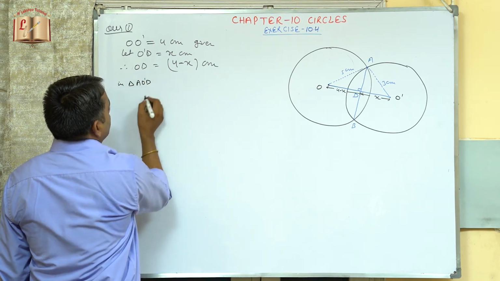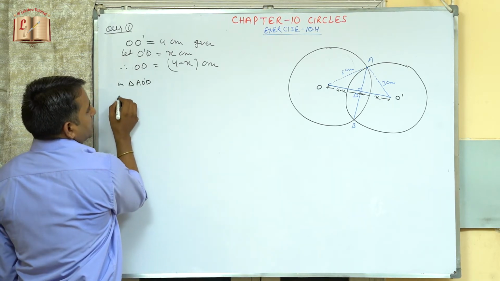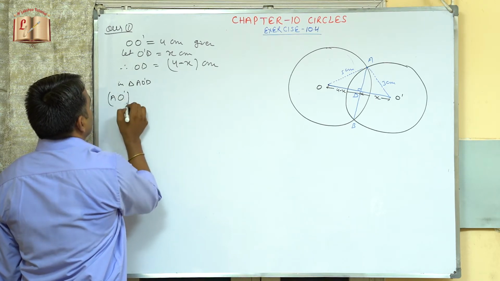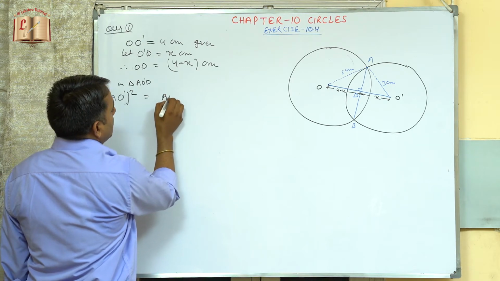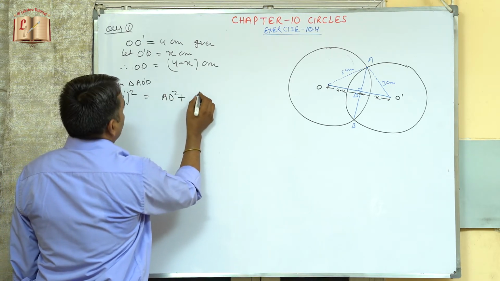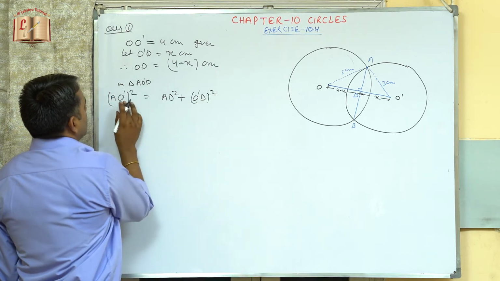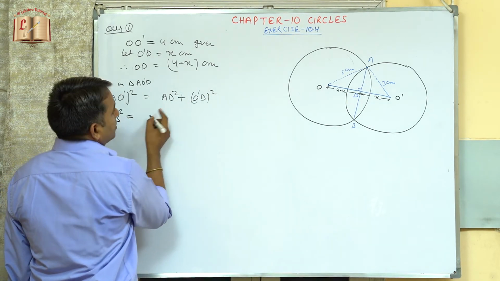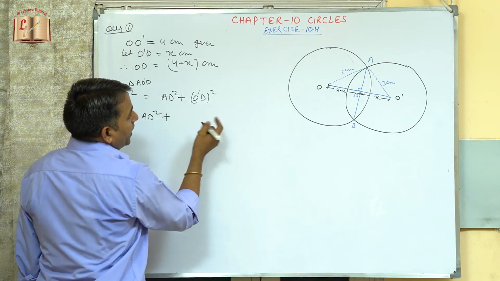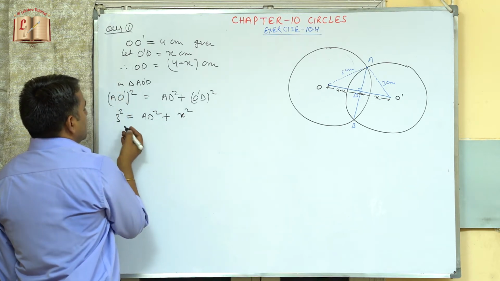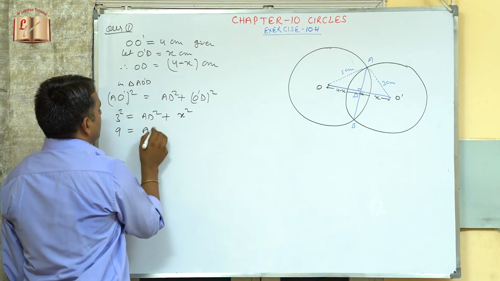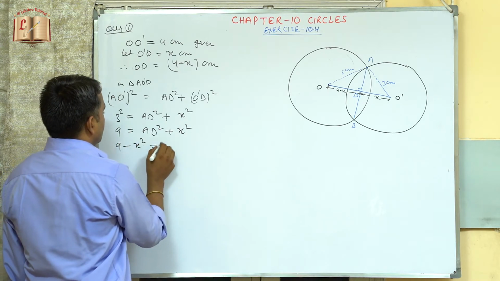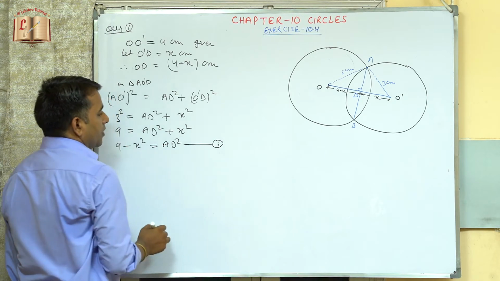AO'D, using the Pythagoras theorem, AO' square will be equal to AD square plus O'D whole square. So AO' is 3, so 3 square is equal to AD square plus O'D, which is now x square. So 9 is equal to AD square plus x square, or simply we can get 9 minus x square is equal to AD square. This is equation number 1.